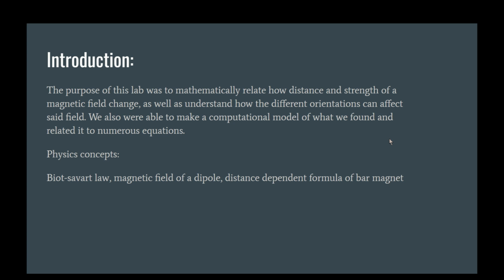So, introduction. The purpose of this lab was to mathematically and kind of physically relate how distance and strength of a magnetic field change, as well as understand how different orientations can affect said field. We were also able to make a computational model of what we found and relate it to numerous equations. Some physics concepts and equations we needed to know were the Biot-Savart law, the magnetic field of a dipole, and the distance-dependent formula of a bar magnet.